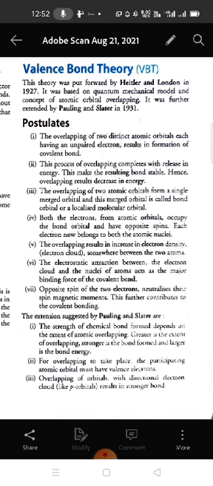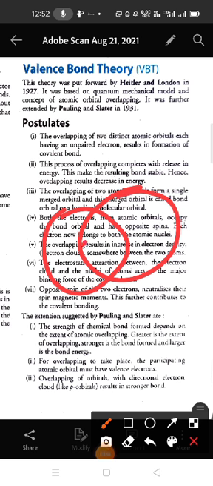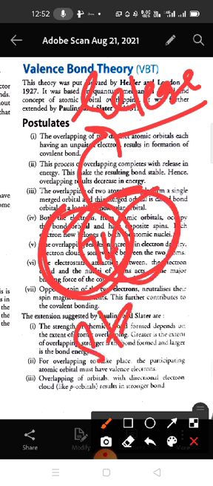The second postulate is that this process of overlapping is accompanied by release of energy. This makes the resulting bond stable. Hence, overlapping results in a decrease in energy. So when any overlapping or bond formation takes place, some energy is released, and due to this release of energy, the bond becomes more stable.